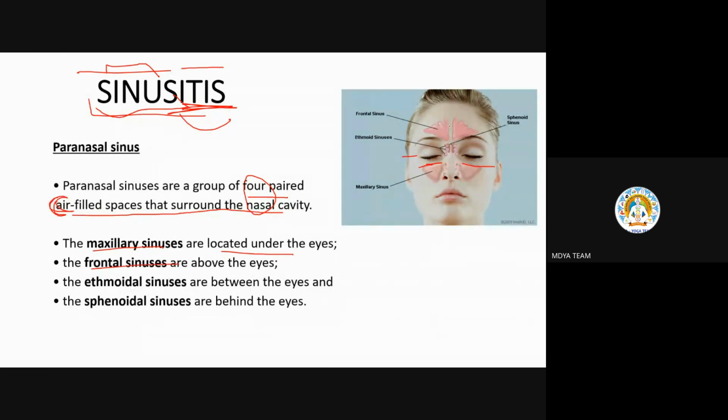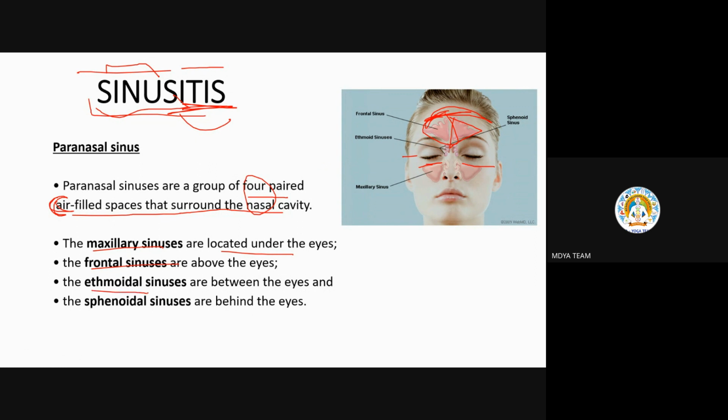Why is it named frontal? Because in the front is the frontal bone, and the frontal lobe of our brain. So in the region of the frontal lobe, it is called the frontal sinuses, in front of our forehead. These two are frontal sinuses, a pair. Then we move on to the ethmoidal sinuses.